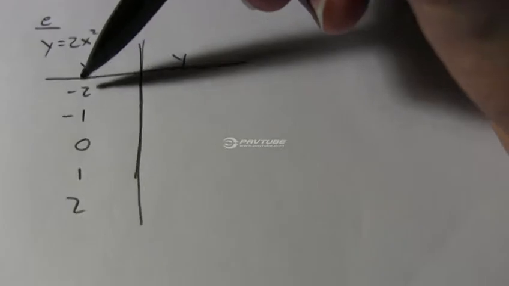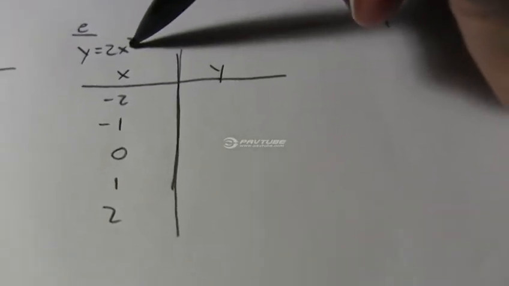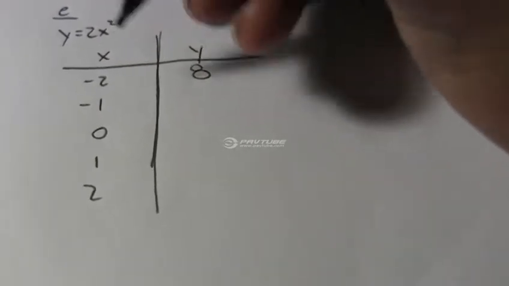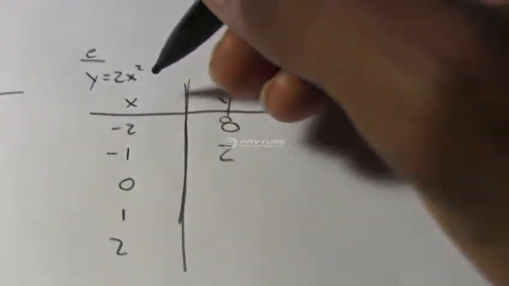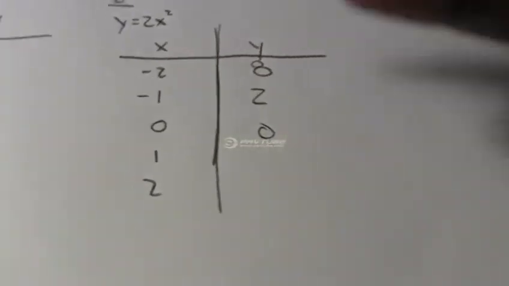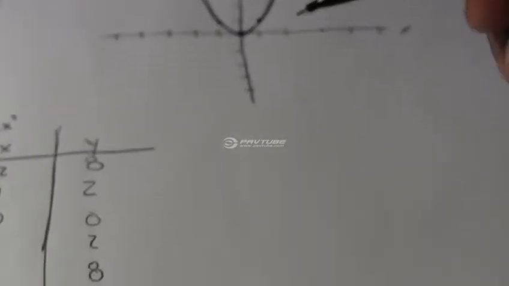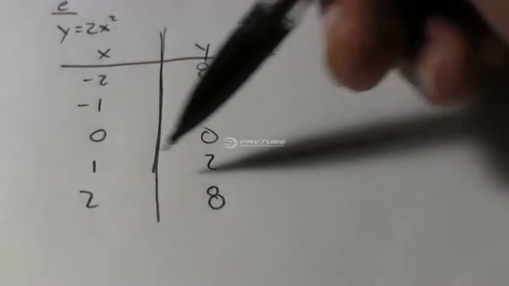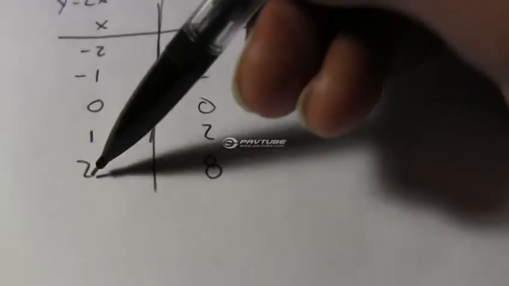But anyway, -2 squared is 4. We already know that times 2 is 8. -1 squared is 1 times 2 is 2. And we just know 0 squared is 0 times 2 is going to be 0. And like I said, we know that these things are symmetrical. So we can just go ahead and say this is going to be 2, it's going to be 8, because we know it has symmetry. But even if we plug them in, just so we don't skip steps, 1 squared is 1 times 2 is 2. So we got 2 squared is 4 times 2 is 8.